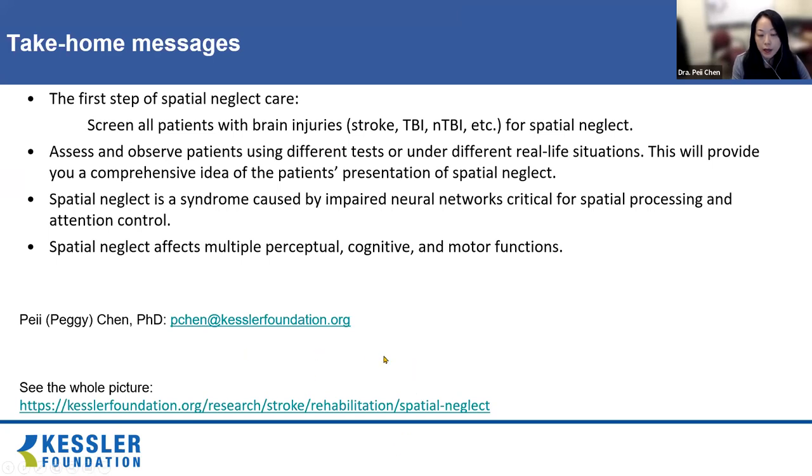And also, this is a website that I created in 2011 and keep updating to provide information to not just researchers, but to clinicians, to patients and their families to help them learn more about spatial neglect.